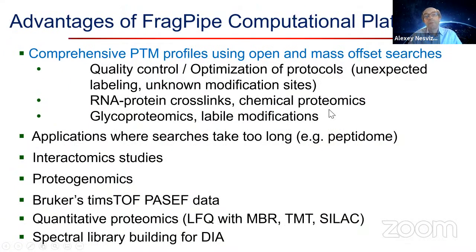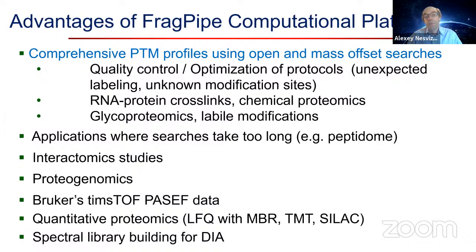Now, advantages of FragPipe computational platform compared to other tools. Well, I think one key advantage is that, as I mentioned, open searching and a comprehensive PTM profiling platform that we developed based on the open searching concept. That's really applicable to QC scenarios, but also to finding real biological modifications, RNA protein crosslinks, chemical proteomics. We pushed it into this area of glycoproteomics and labile modification profiling in general, something that's very interesting to us.